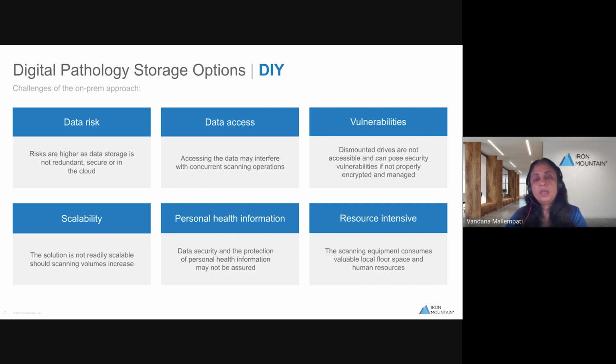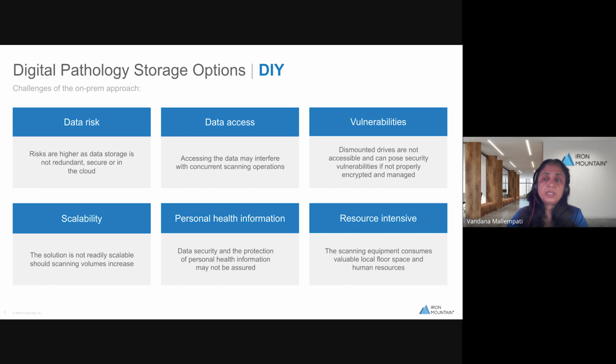Now, when you look at the risks, they are higher as the data storage is not redundant, secure, or in the cloud. Accessing the data may interfere with concurrent scanning operations. Dismounted drives are not accessible and can pose security vulnerabilities if not properly encrypted and managed. The solution is not readily scalable if the scanning volume increases. Data security and protection of personal health information may not be assured.